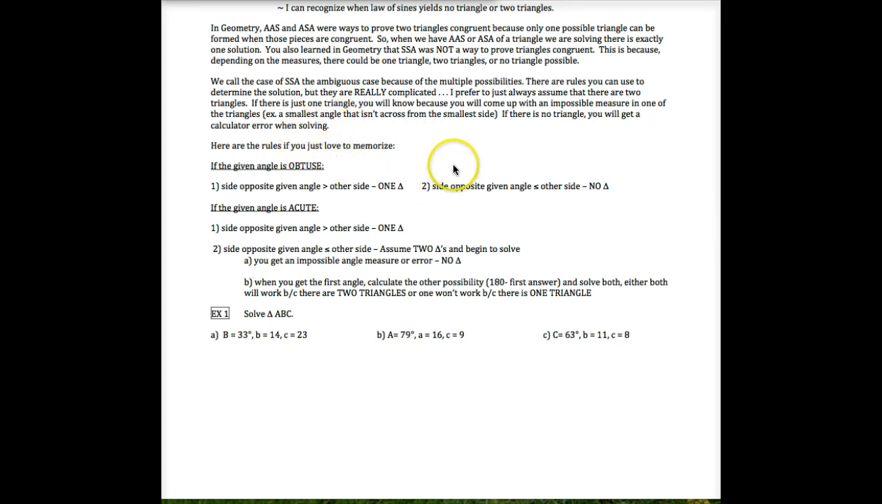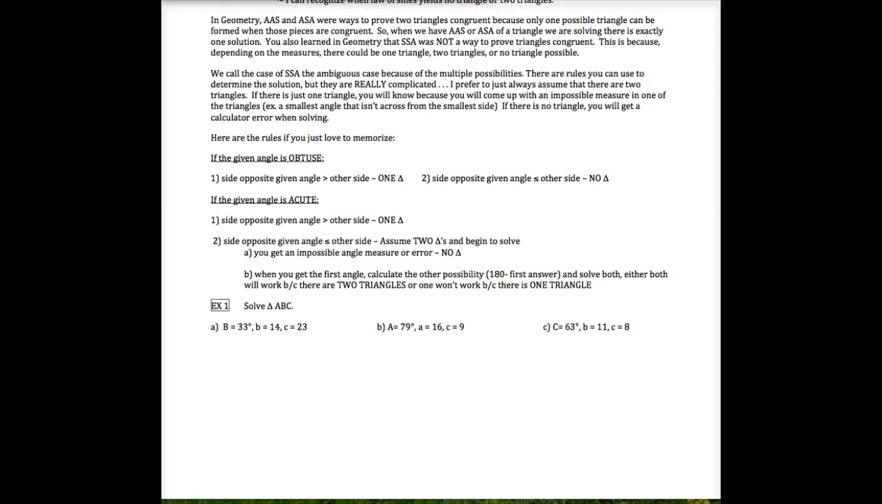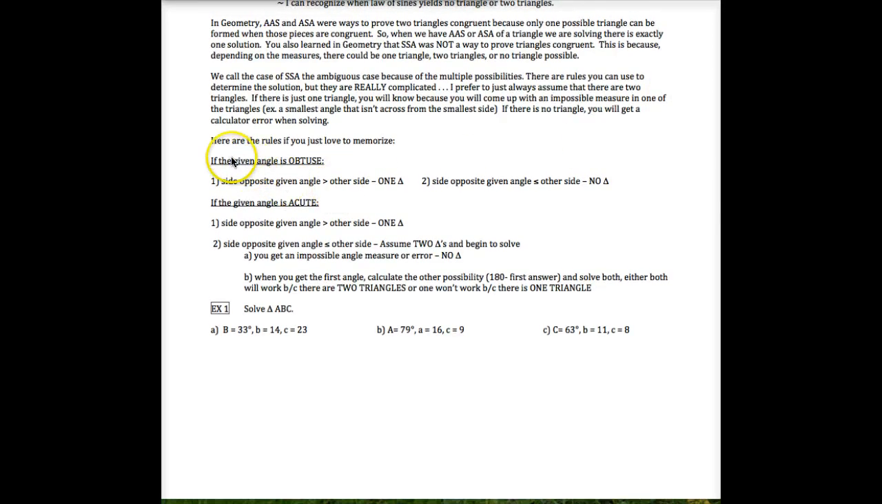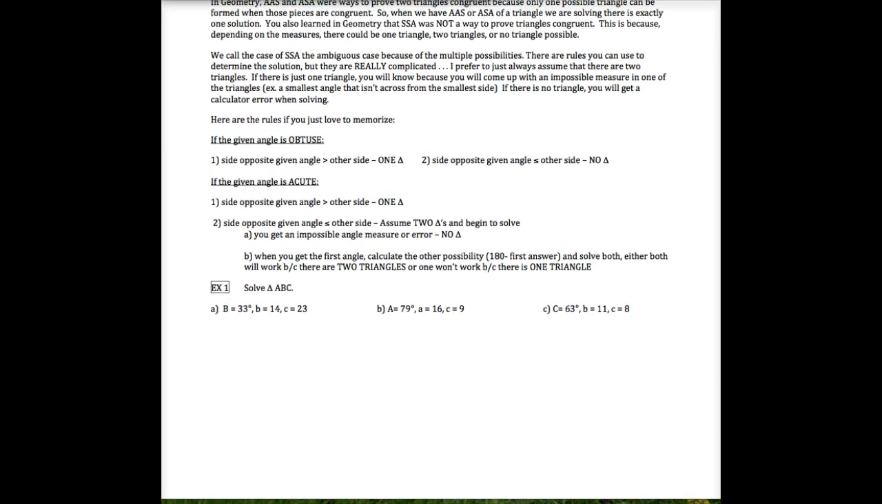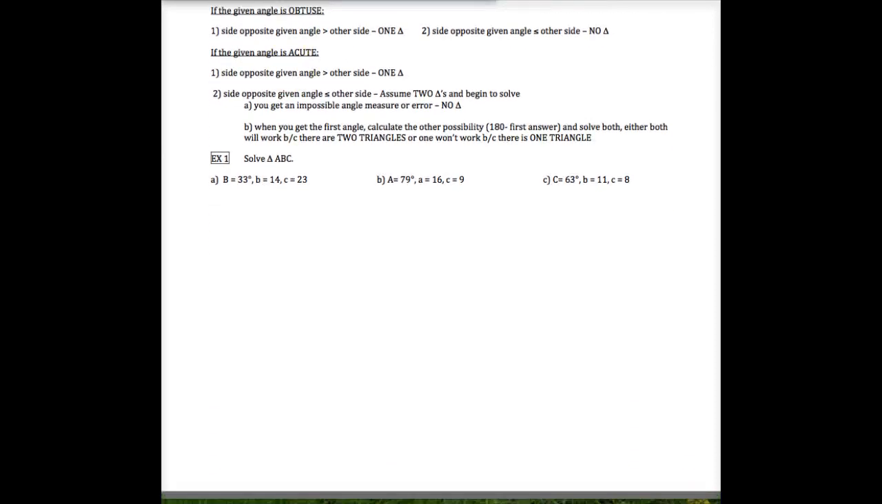If you assume that there are two triangles and there's no triangle, in the process of solving, your calculator will actually give you an error message. You'll get something that just doesn't work at all. So I'm going to illustrate these cases for you, so hopefully once we get done with these, you'll understand the difference. Again, if you just really love rules, have at it with the memorizing, but I just prefer to assume that there are two and then find out later that there aren't.